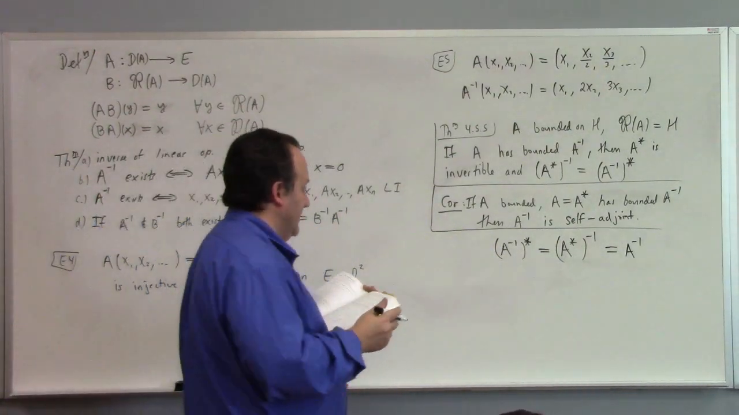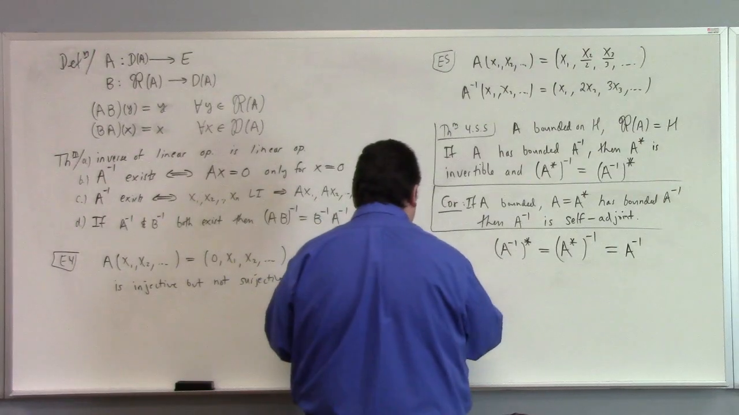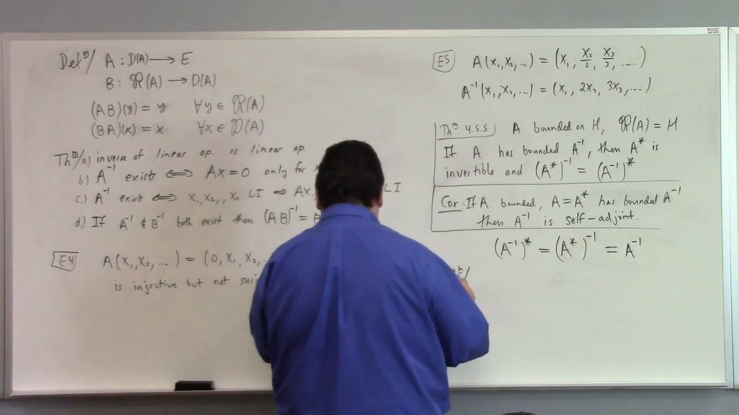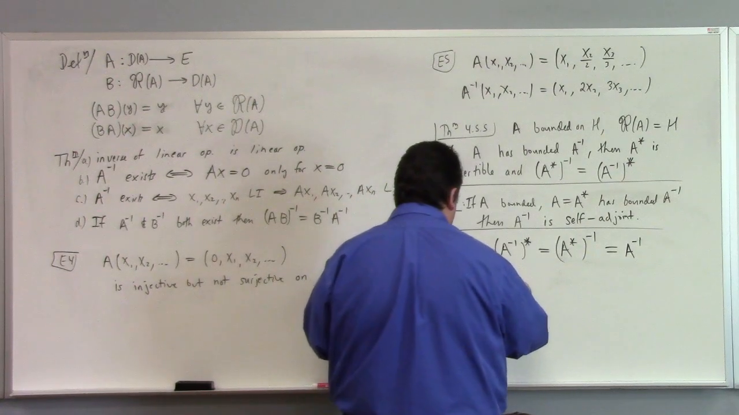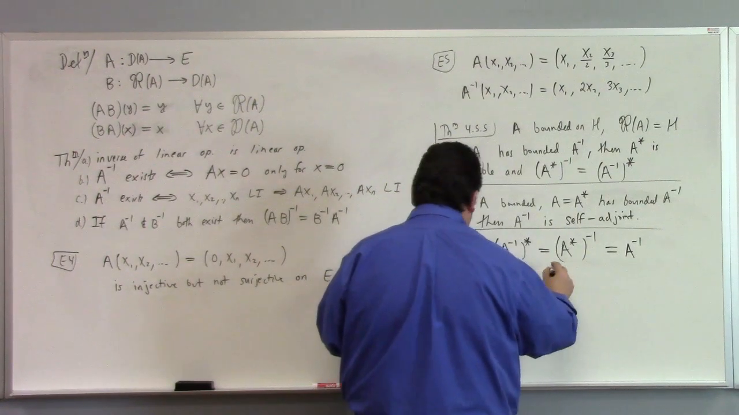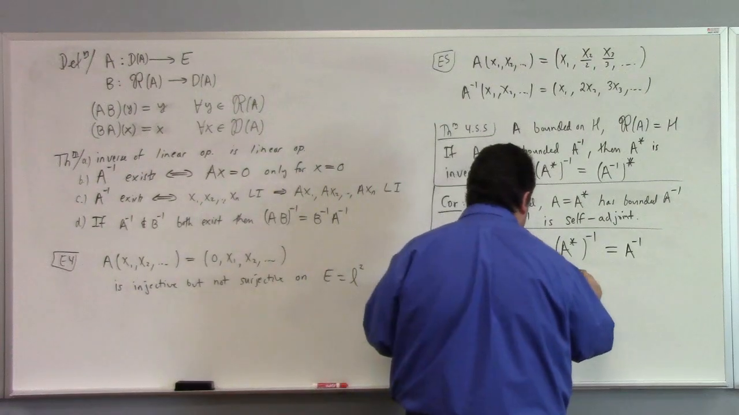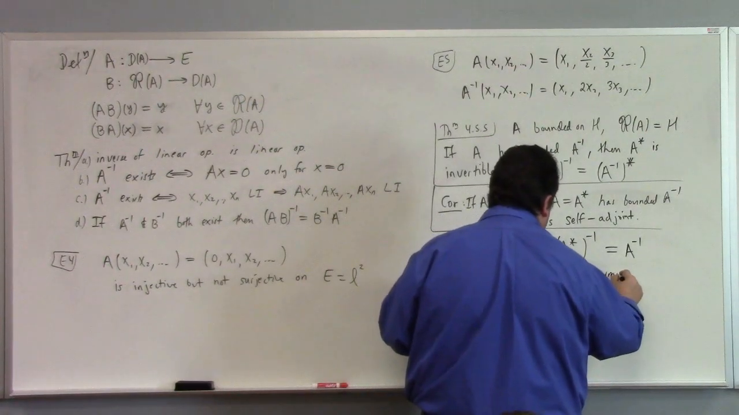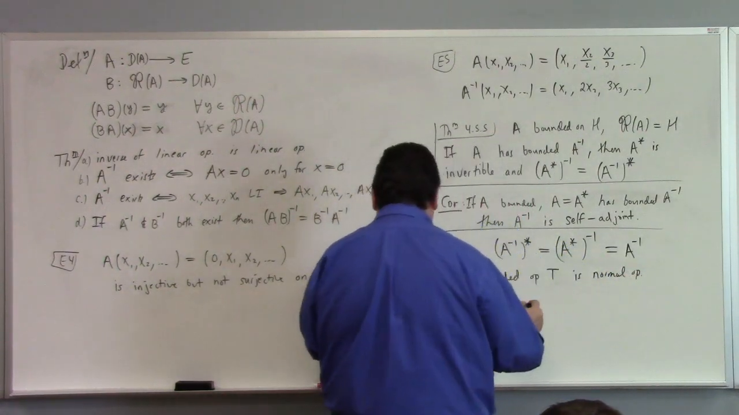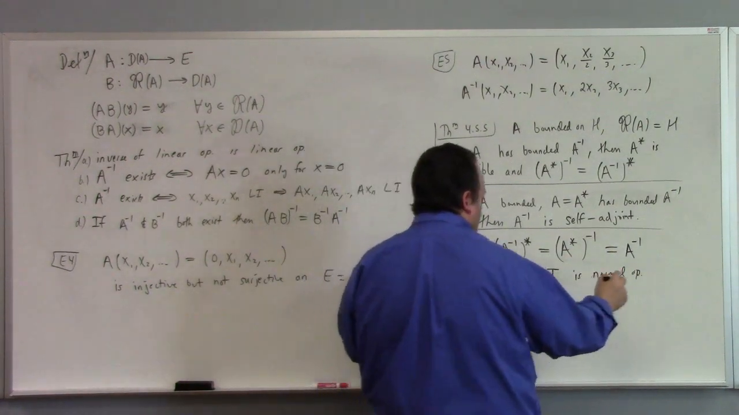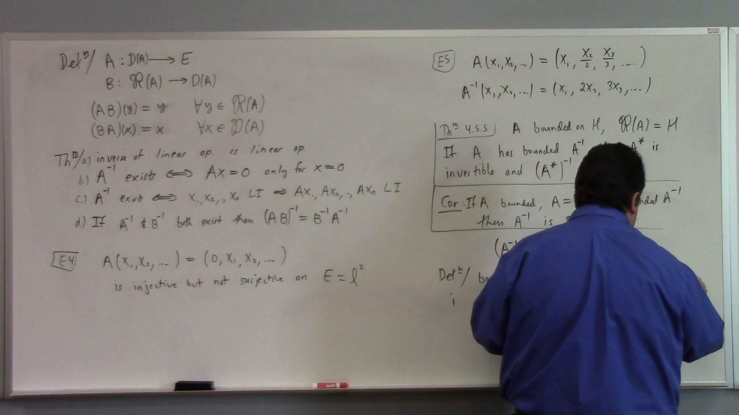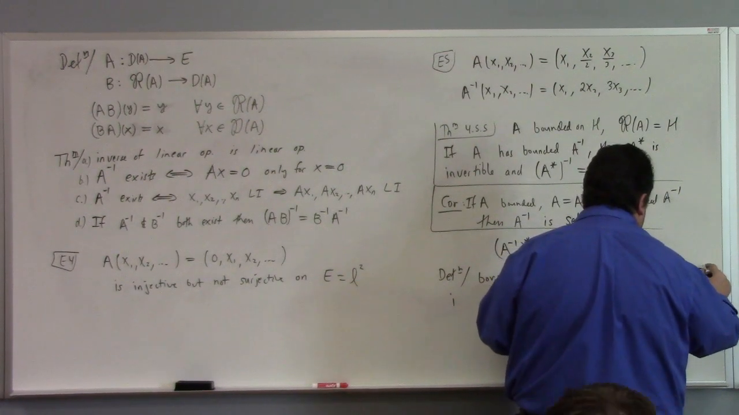That brings us to our next definition, of what's called a normal operator. A bounded operator T is a normal operator if it commutes with its adjoint: T T star is equal to T star T.